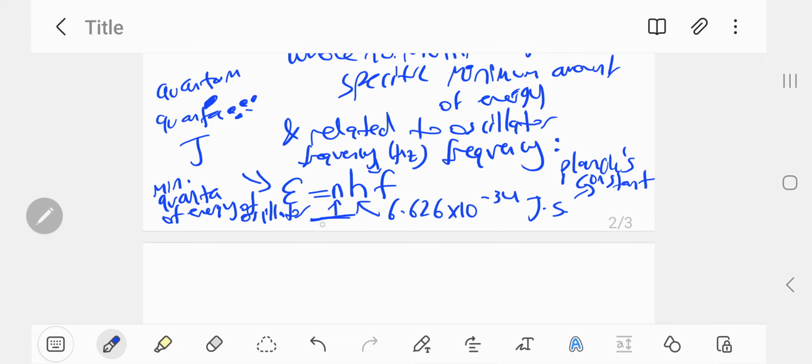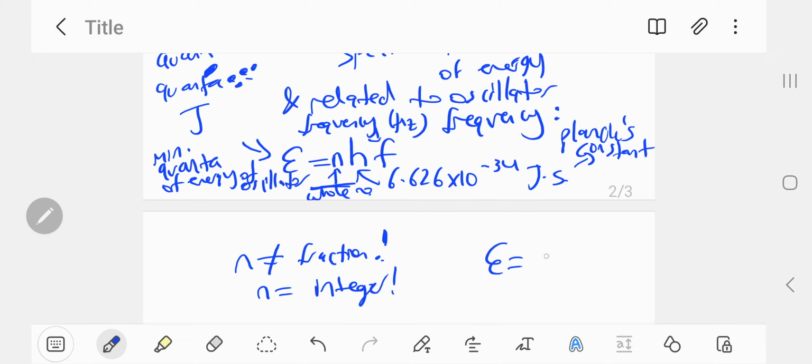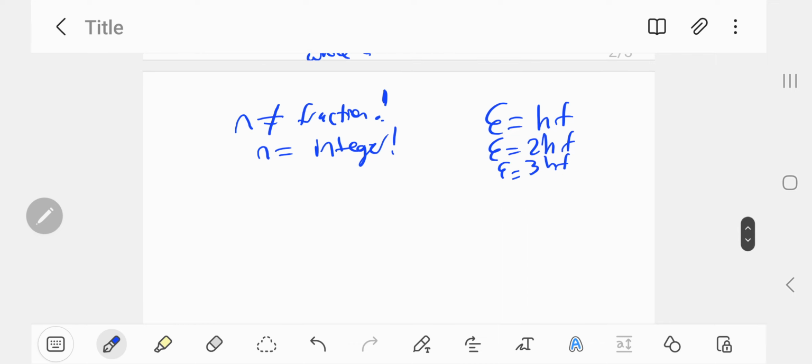And n is just a whole number, an integer. So n could be 1, could be 2, but n couldn't be a half or 0.75. n cannot be a fraction. n has to be an integer. That's the idea of energy being quantized. Energy comes in specific whole number amounts. You can have hf of energy, you can have 2hf, 3hf, but you can't have half an hf. Just doesn't work. That was his first radical assumption.